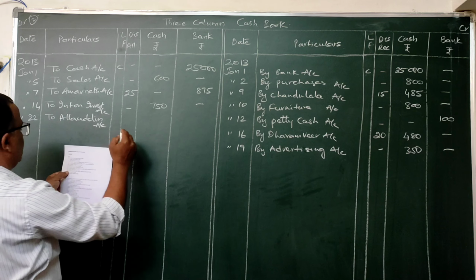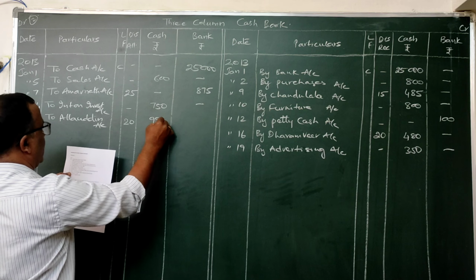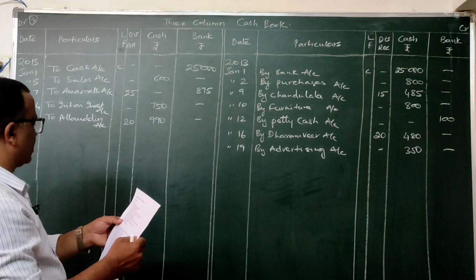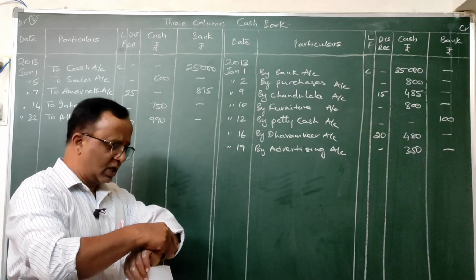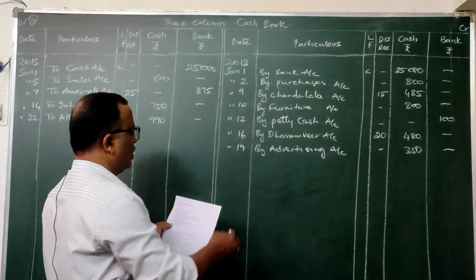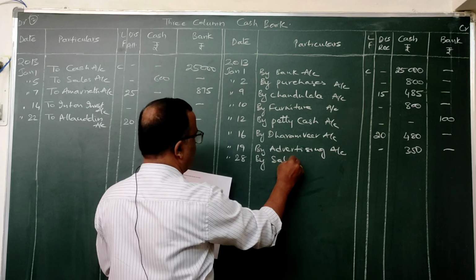To Alauddin account, you have allowed a discount of 20 to him. You have received cash of 990. Then again on 28th, you have paid salaries. When salaries are paid, our entry will be salaries account debit to cash. So it will be by salaries.